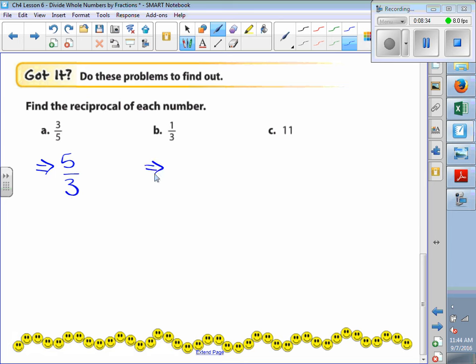How about the reciprocal of 1/3? 3. Evan? 3 over 1, which is just equal to 3. Very good. How about 11? 1 over 11. Very good. We're going to put that over 1, right? And the reciprocal, we're just going to flip it, is 1/11. Is everybody clear about the reciprocals? Yeah. Everybody good? Awesome.